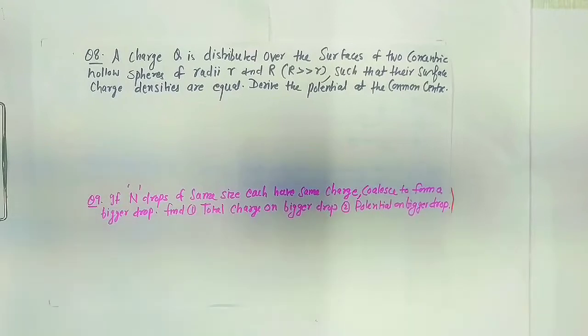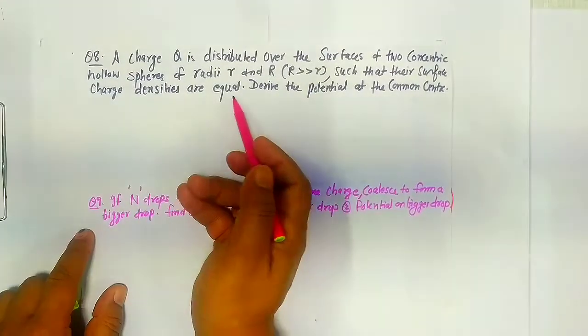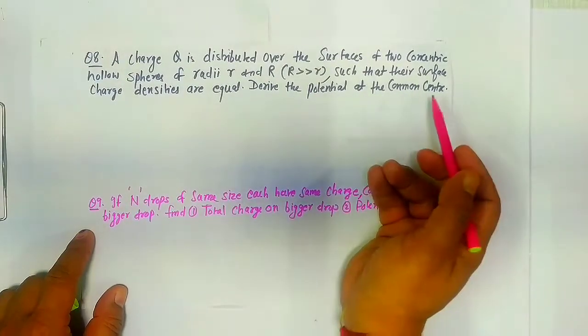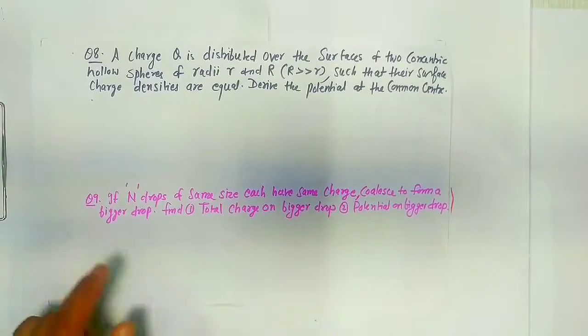A charge Q is distributed over the surfaces of two concentric hollow spheres of radii r and R such that their surface charge densities are equal. Determine the potential at the common center. So we will do the solution of this, how we are going to calculate it.